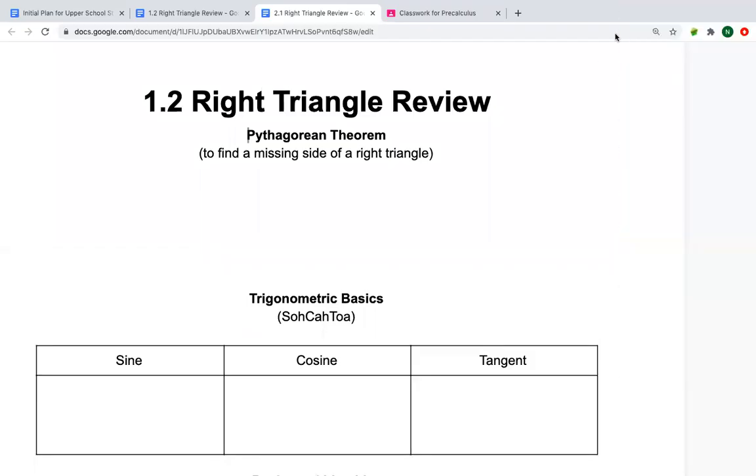Okay, so for this one, this is mostly a right triangle review. I think almost all of this, if not all of this, is stuff you've seen before. So Pythagorean theorem, do any of y'all remember what that is, that formula? A squared plus B squared equals C squared.